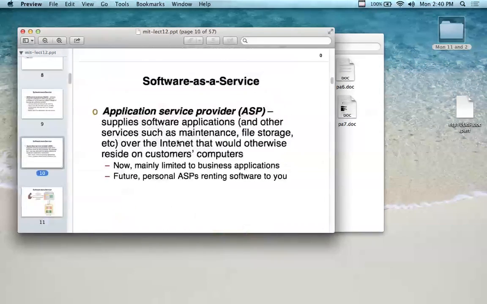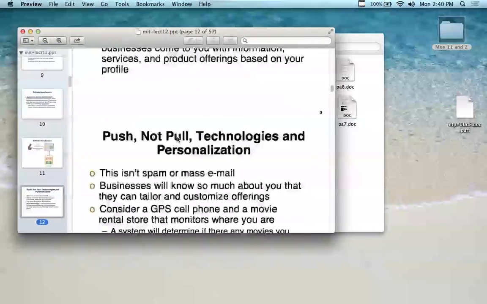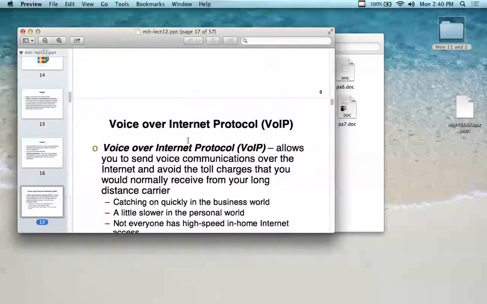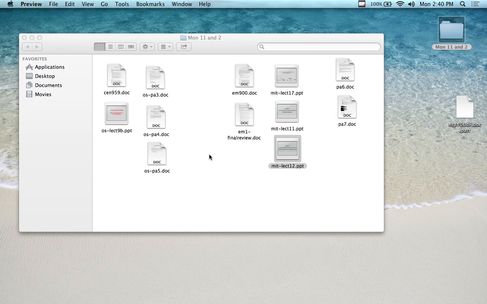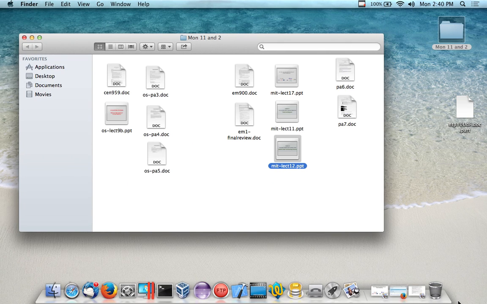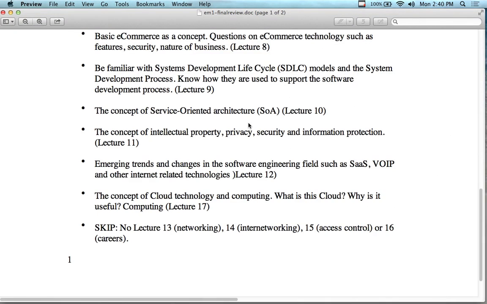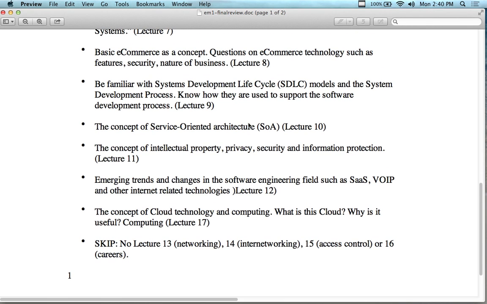Then there's application service provider. I'm going to talk about some of this stuff later, and some of it is kind of a no-brainer, especially if you work in the business world these days. It's just common stuff. But if you don't know anything about technologies and current and emerging trends, then don't answer that question on the final. If you don't like it, don't answer it. Focus on the earlier questions. But if you have an interest in that, or the earlier questions are boring and you want to prepare for more, then go ahead and take a look at lecture 12.